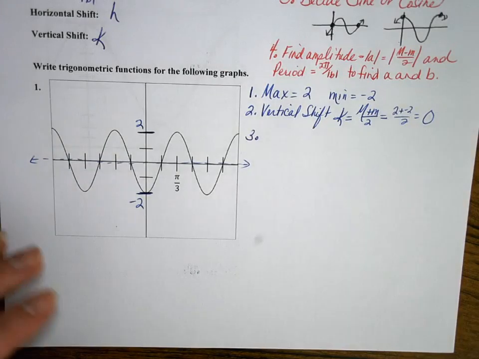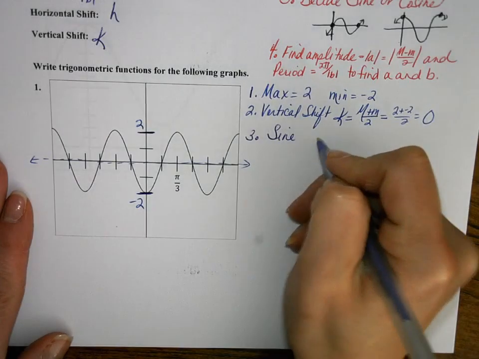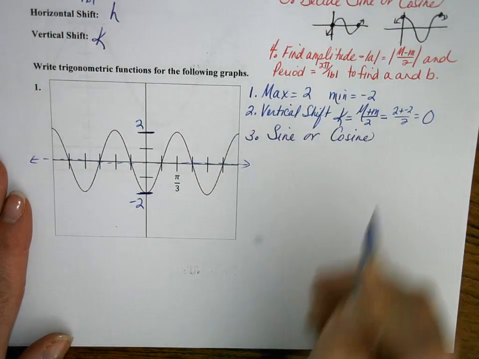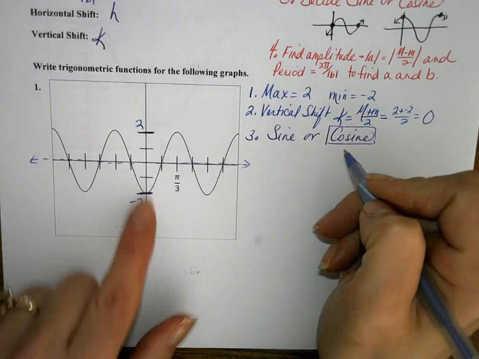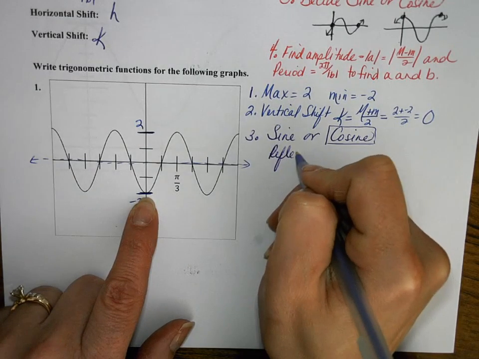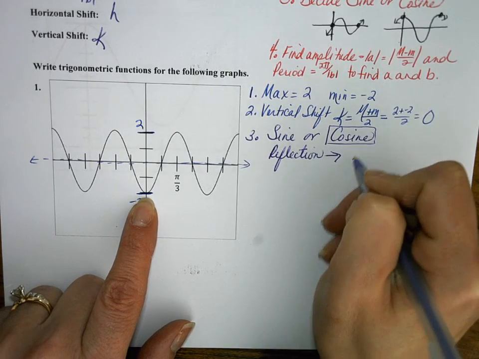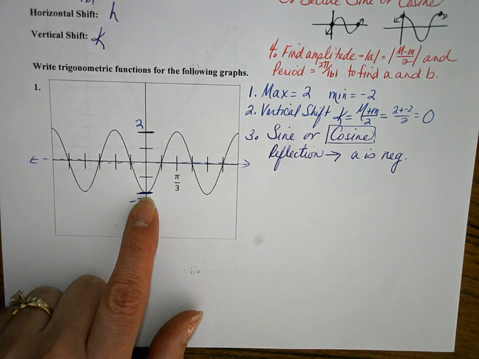All right, let's take a look at the third part. I need to decide between what? Is it going to be a sine or a cosine graph? How do we know that it's going to be cosine? Cosine, because it starts at its minimum value. There's something else that we know about this cosine graph when it starts at its minimum value. It is a reflection over that x-axis. So because it has been reflected over the x-axis, my A value has to be negative in the end.